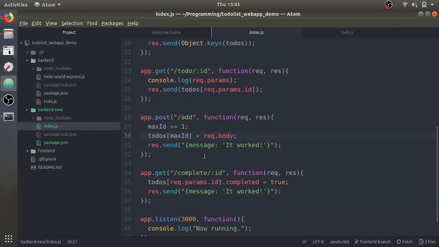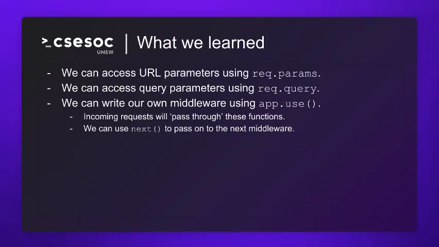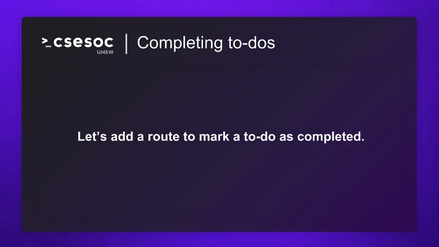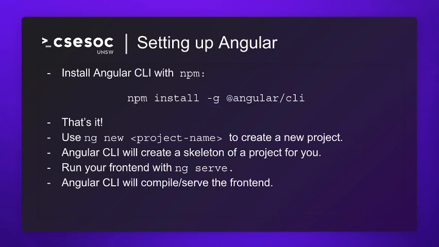All right, so to recap, we can access URL parameters using req.params. We can access query parameters using req.query. Some APIs might want you to use query parameters instead. That's when, if you've ever opened up Google or Facebook and looked in the URL, you've got question mark q equals and then a massive string. Those are query parameters. We can write our own middleware using app.use. This is something I didn't really cover, but you'll basically be creating functions that incoming requests are going to pass through. So we've done the post request, and we've done completing that. So let's move on to Angular.